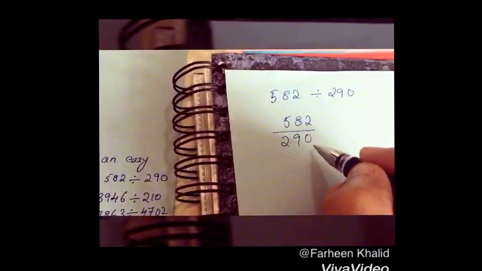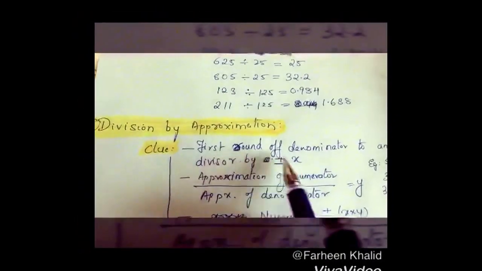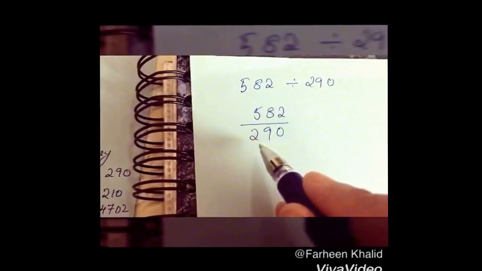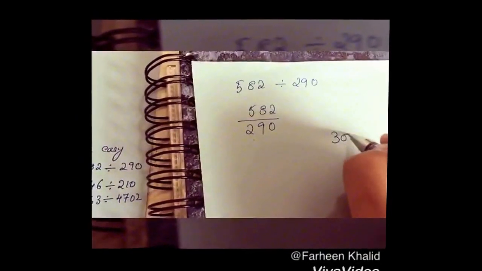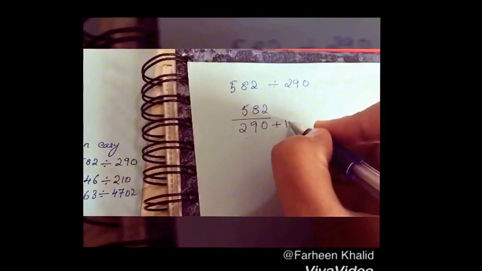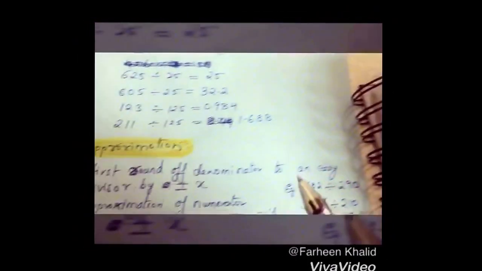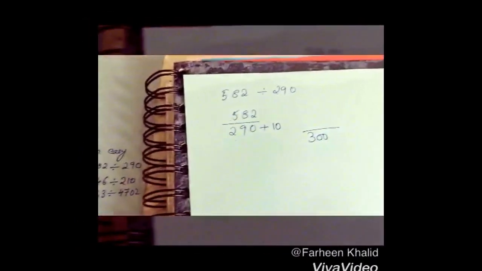So now the first step was, as it said here, to round off the denominator. So let's do that. How do we round this off? Now you can see it's 290, so the nearest one should be 300. To make it 300, what did we do? We did plus 10. That's going to be the x here. We have done plus x, which is plus 10.